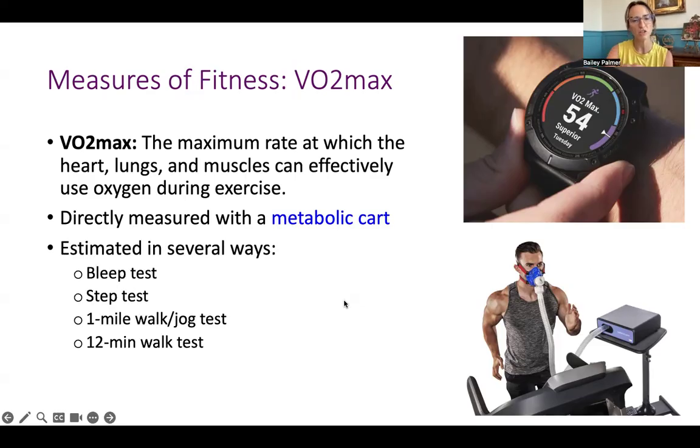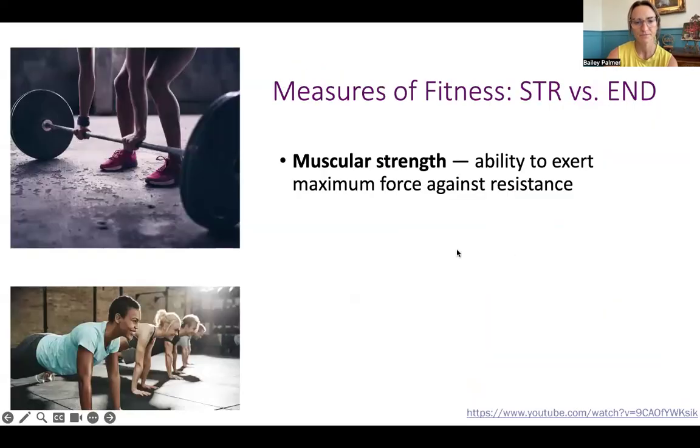There are other ways we can measure it. There's the beep test, or the bleep test, where you run back and forth and try to arrive at the line before the beep. The point at which you get kicked out of the test can predict your VO2. There are step tests, 1 mile walks, jogs, and 12-minute walk tests. So there are lots of different ways that we can measure it, but all of those are estimated. They're indirect measures, and when we get a direct measure, that's obviously the most accurate.